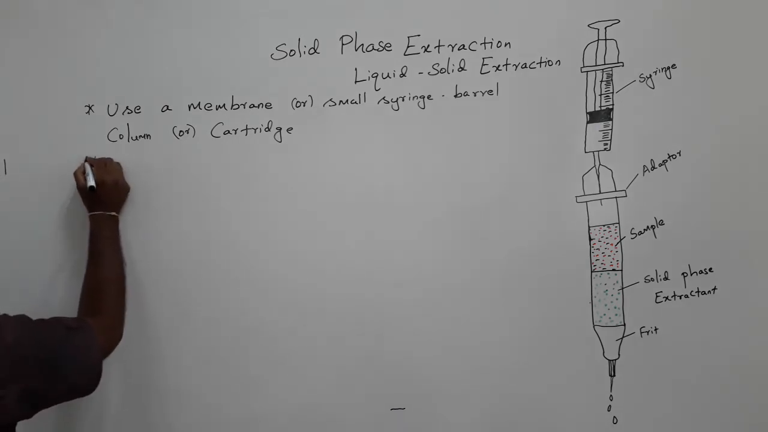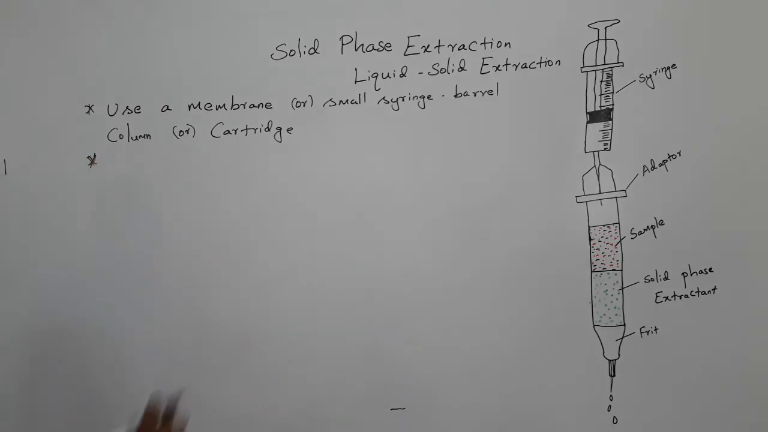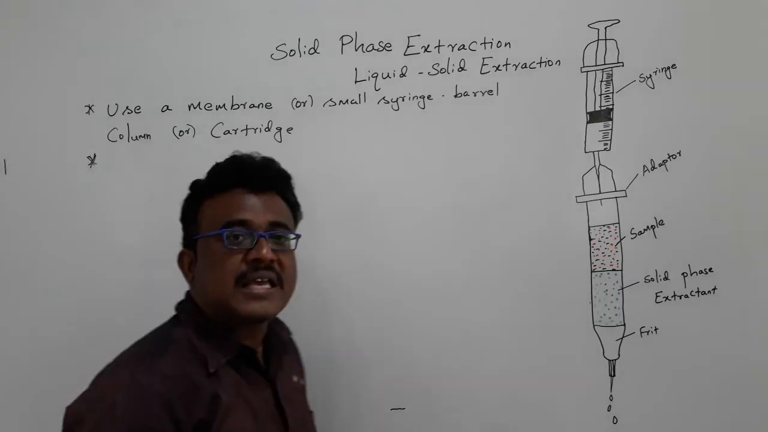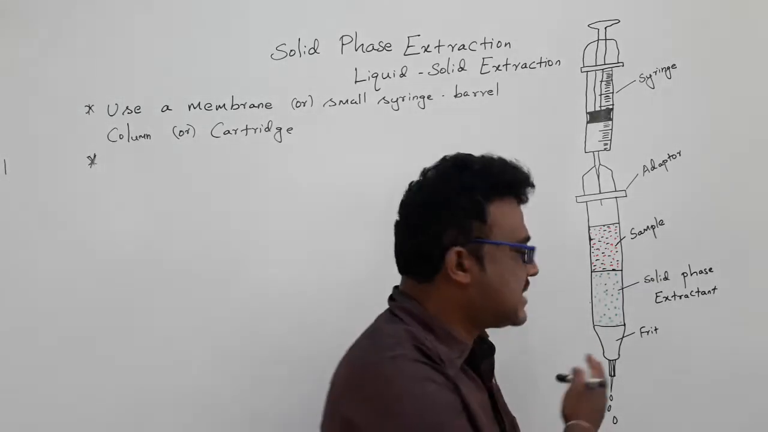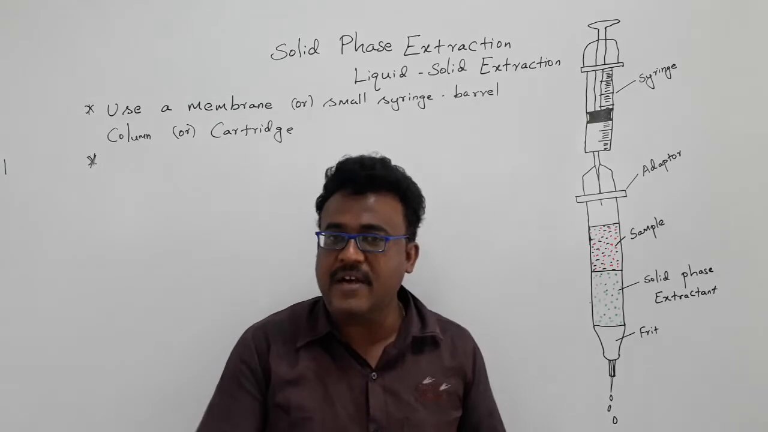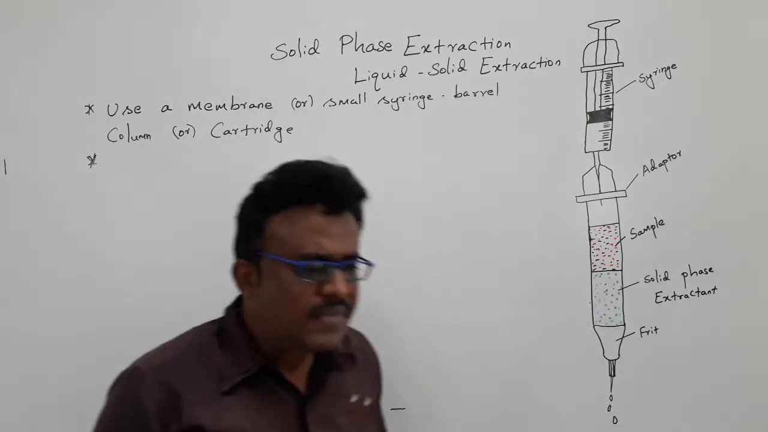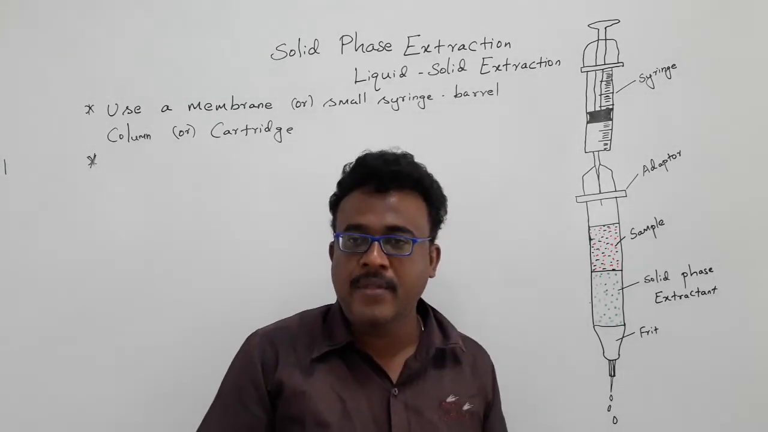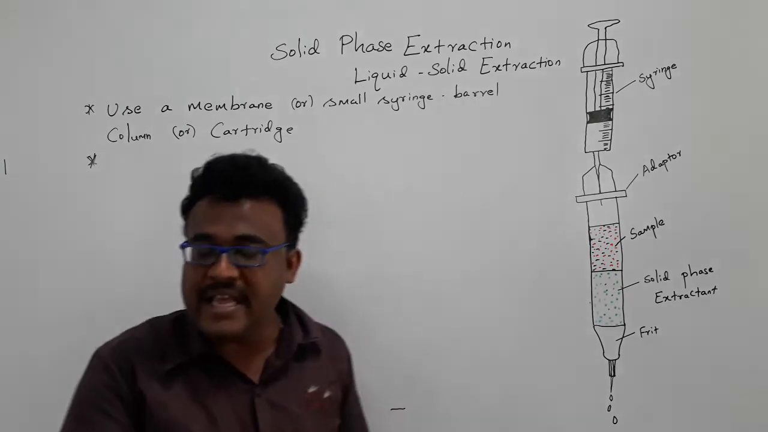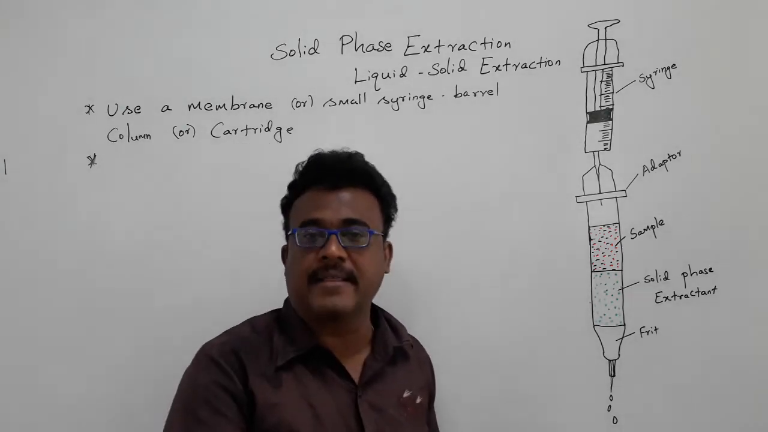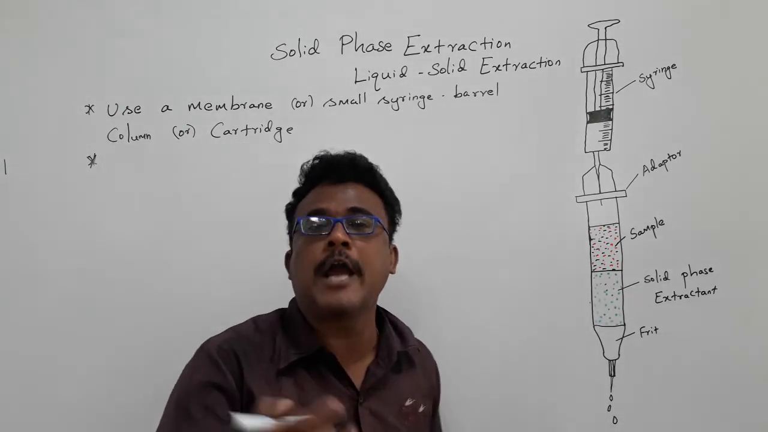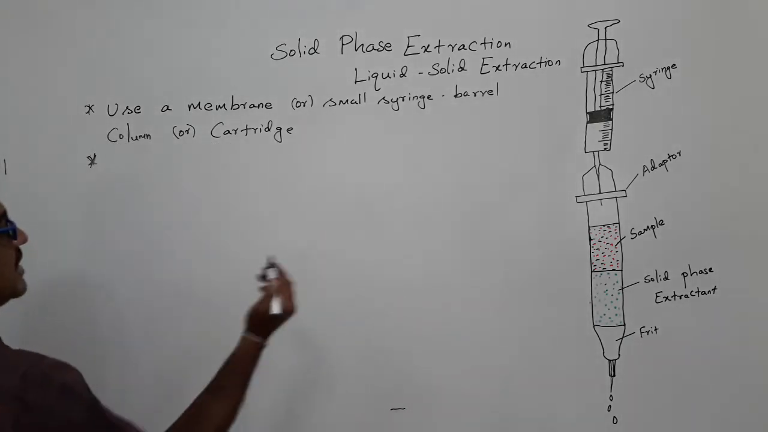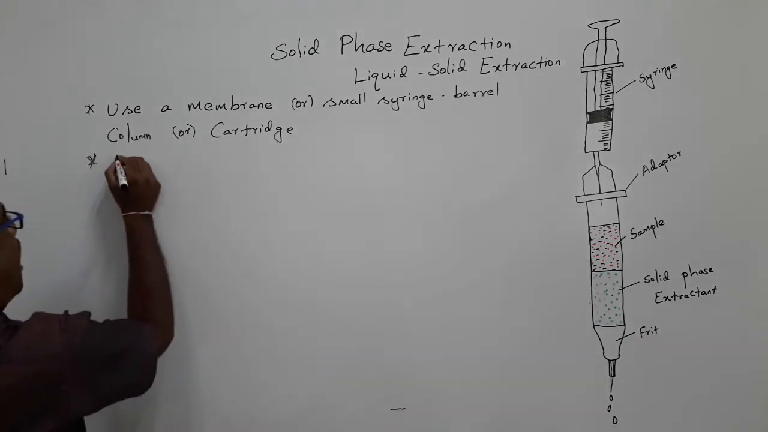Usually the solid phase extractant has silica. Normally it was made up of pure silica, but now the silica is modified. The silica is modified by hydrophobic groups, so the hydrophobicity of the silica is increased.